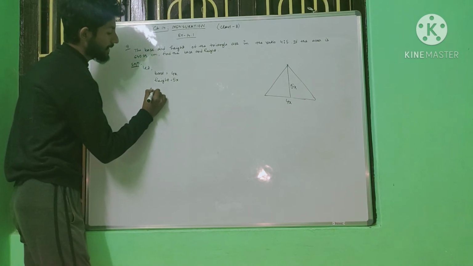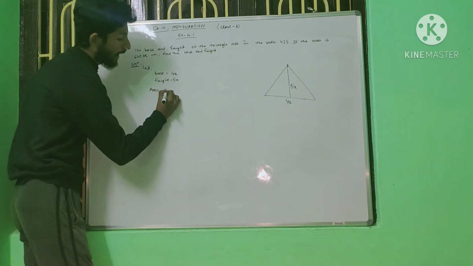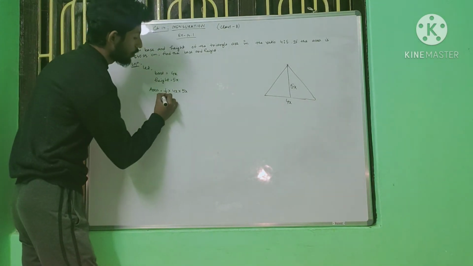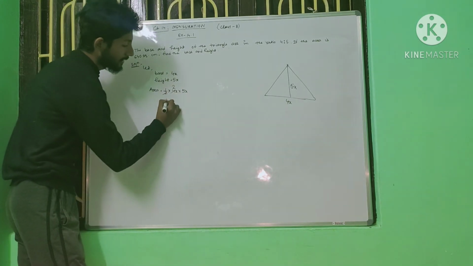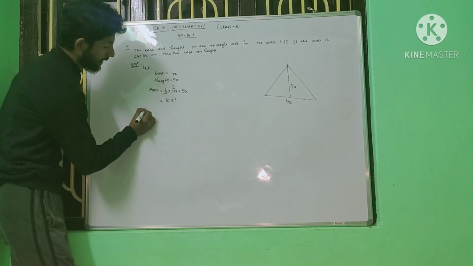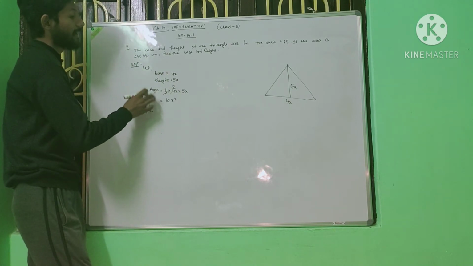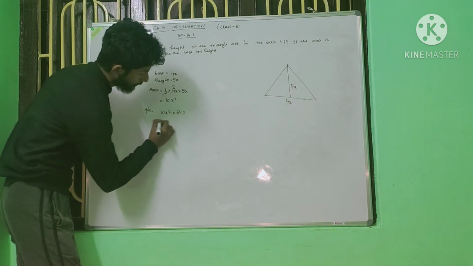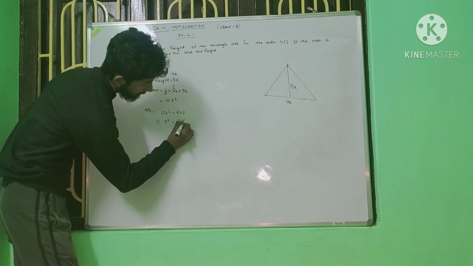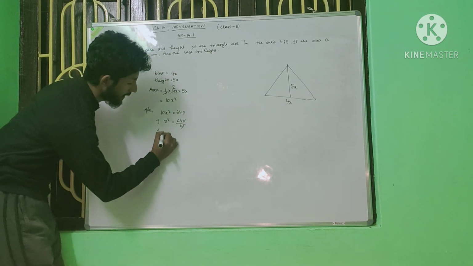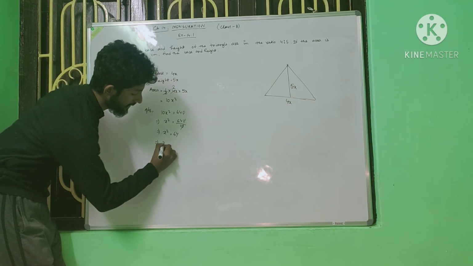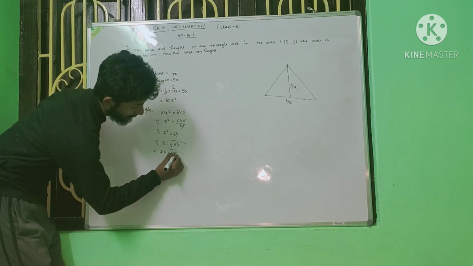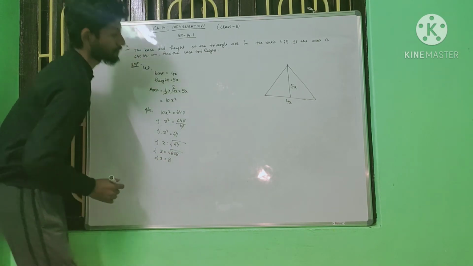Now, can we find out the area? Area will be half into 4x into 5x, because area is half into base into height. So 2 will cut with this 2, 5 to the 10x square. According to the question, this area is given, which is 640. So 10x square equals 640. So x square will be 640 divided by 10, which is 64, which means x will be root of 64. That means x will be root of 8 into 8, which means x will be 8.